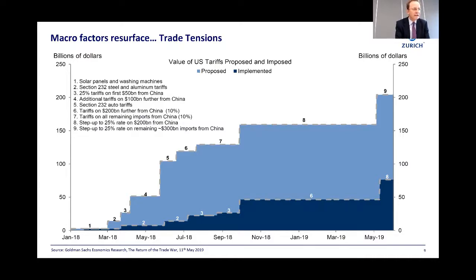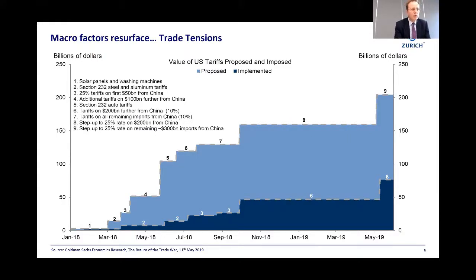We had a flurry of activity in early 2018, and really in the last half a year or so, that flurry had eased off until the start of May. The important numbers here are probably the dark blue, which shows what's actually been implemented. There's been a lot of proposals. Sometimes it's hard to keep up with the tweets coming from Trump. He's been very quick to put new proposals on the table. But the actual level of the bars show the dollar value of US tariffs proposed.